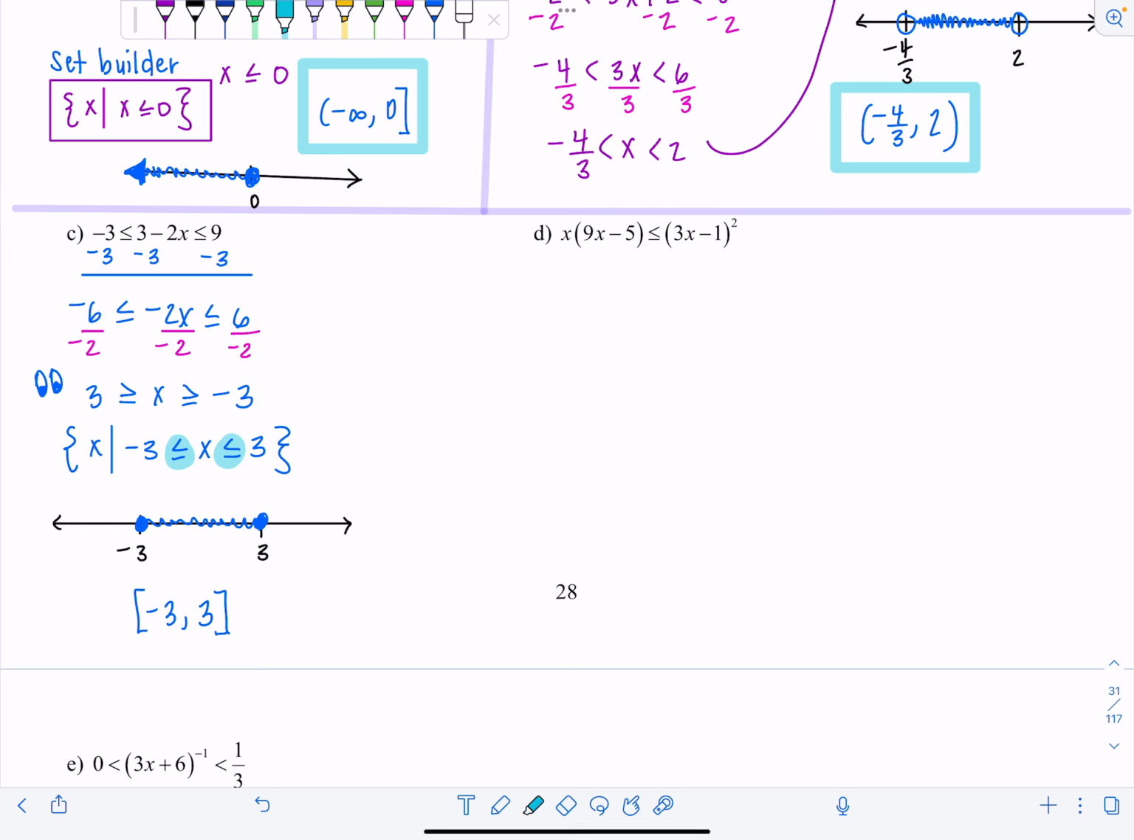All right. How was that one? Are they getting a little bit easier? Good. Got a couple more. Let's look here. Example D.